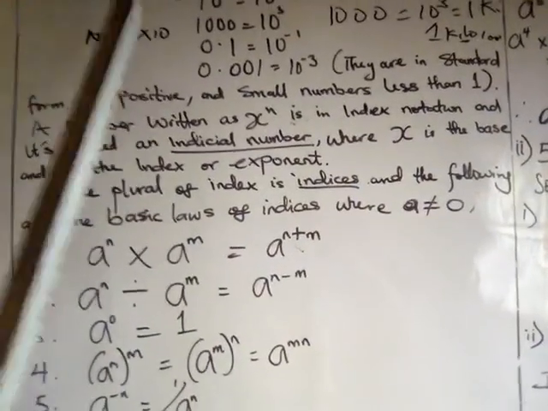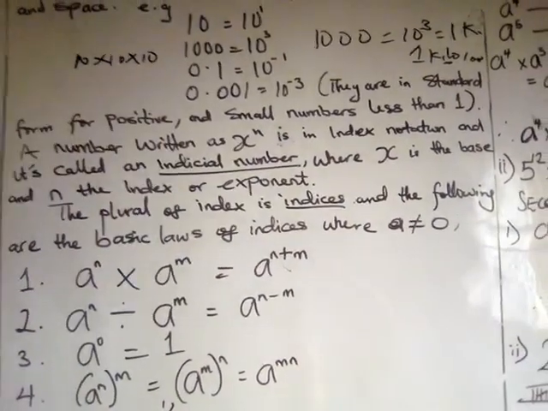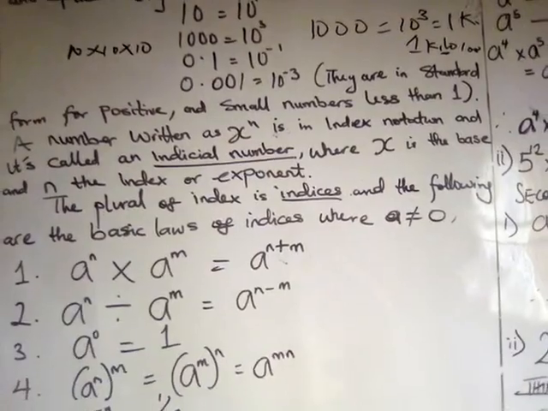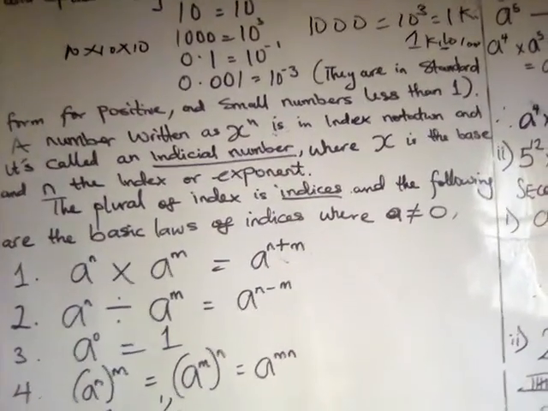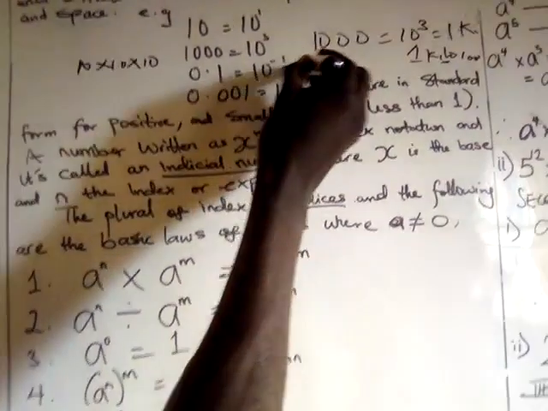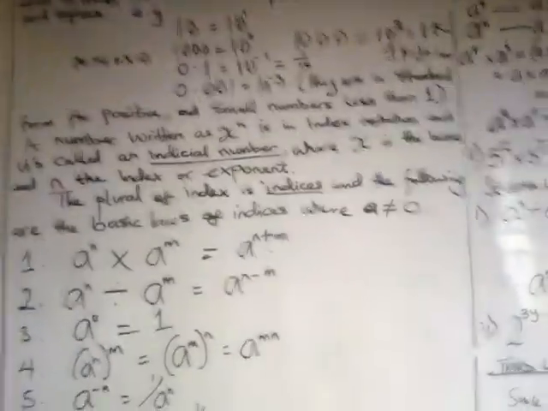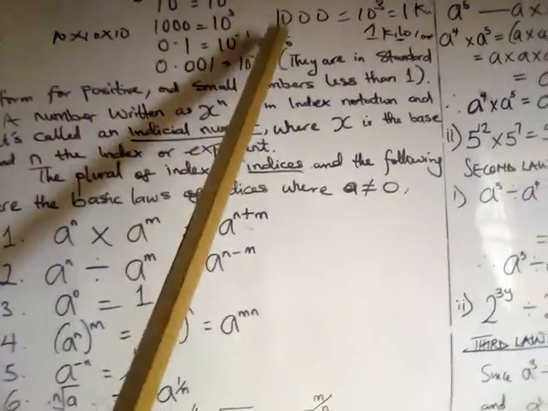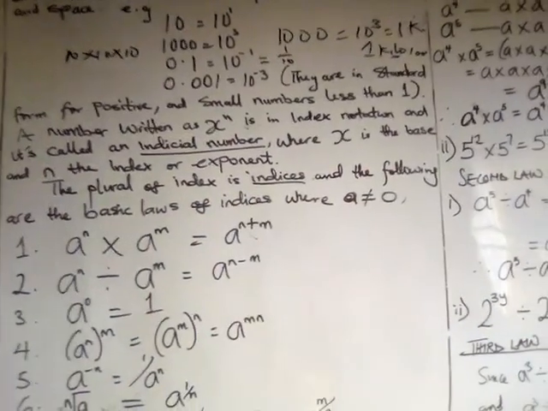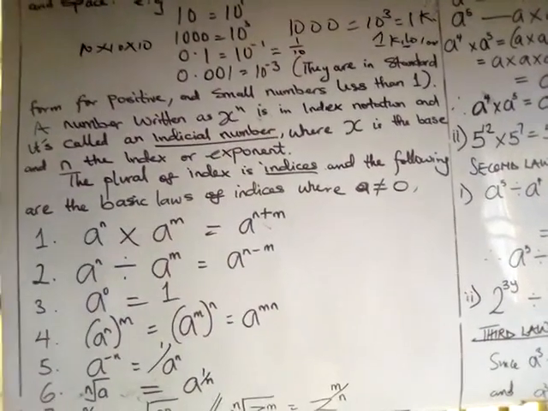So for example, this is 0.1 now. It's 10 to the power minus what? Minus 1. 10 to the power minus 1. Which means that we are saying 1 over 10. Do you get now? This minus 1 is 1 over this 10. Do you get that now? So that's how you write it.